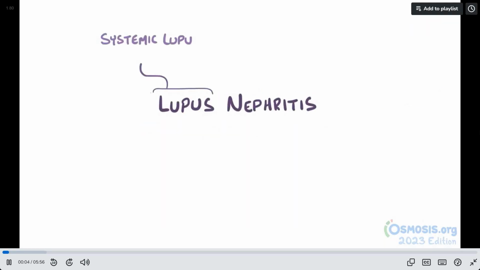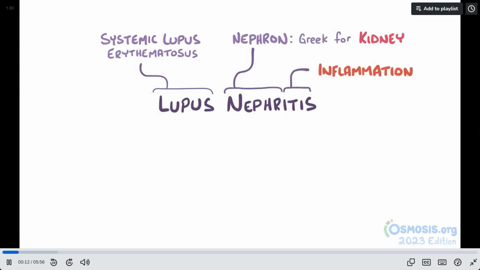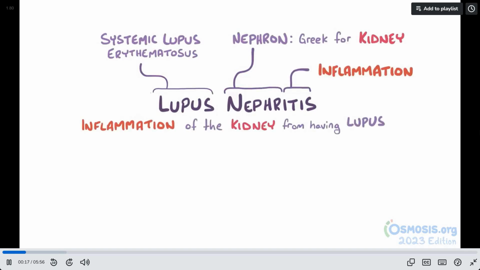The term lupus refers to systemic lupus erythematosus. Nephritis refers to the nephron, the Greek word for kidney, and itis means inflammation. So lupus nephritis refers to inflammation of the kidney that results from having systemic lupus erythematosus.